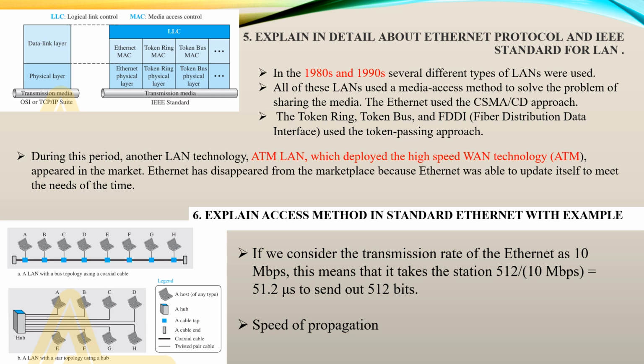So if it is 10 Mbps, then you can transmit 512 bits. So for 10 Mbps Ethernet, when you are transmitting 512 bits, 512 divided by 10 Mbps will be 51.2 microseconds. So within that time, 512 bits will be sent across from one end to the other end. So this is the access method in standard Ethernet. So you can give this as an example and explain.